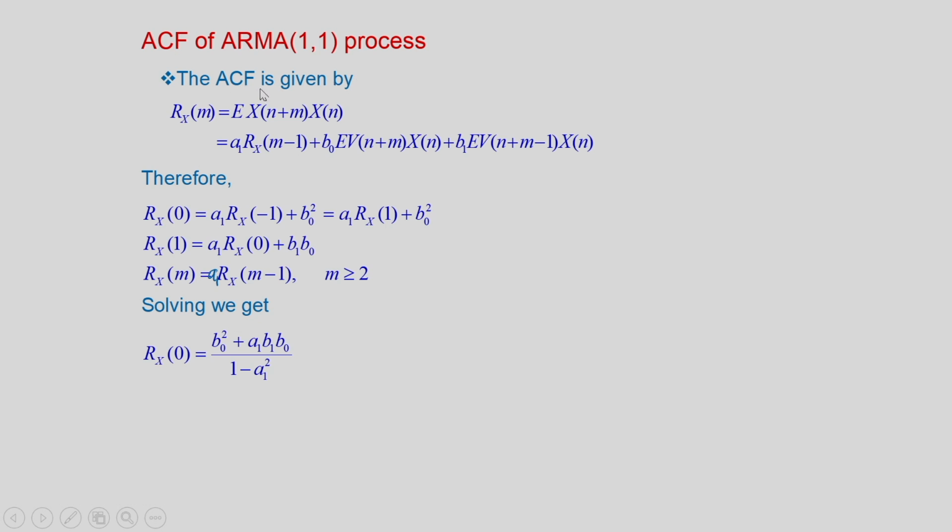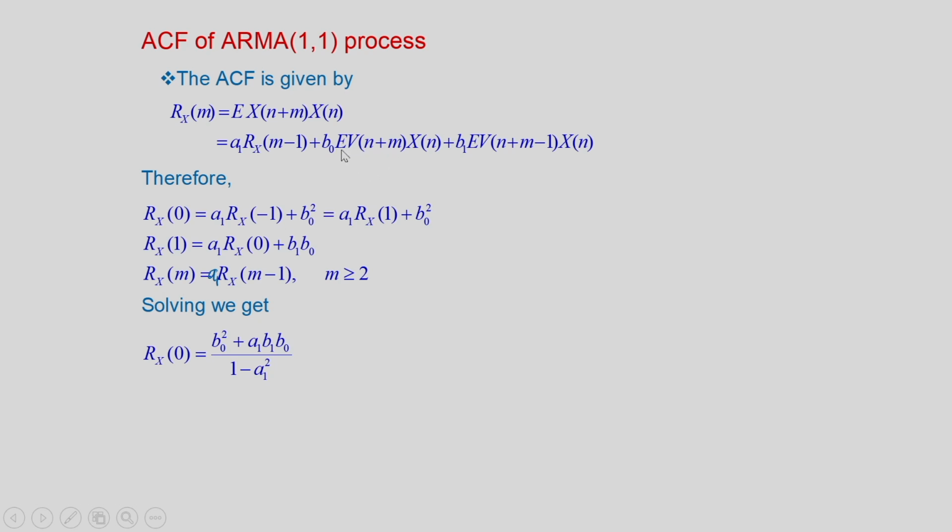The autocorrelation function is given by R x of m, that is E of x of n plus m into x n, and using the previous relation we can write this is equal to a1 into R x of m minus 1 plus b0 into E of v of n plus m into x n plus b1 into E of v of n plus m minus 1 into x n. Now, R x of 0 from this equation, we can write R x of 0 is equal to a1 into R x of minus 1 plus b0 square.